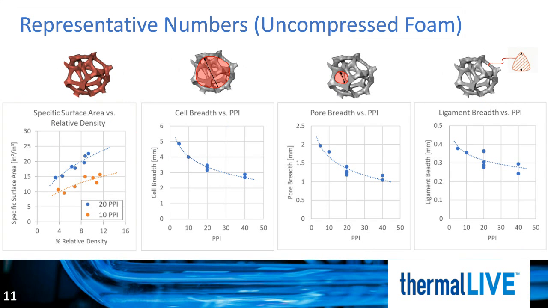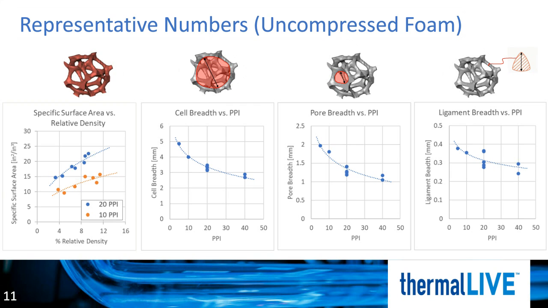Here we have some representative numbers. On the leftmost plot, we're showing surface area per unit volume, sometimes referred to as specific surface area, as a function of relative density. The two curves are for 10 and 20 PPI foam respectively. Recall that PPI stands for pores per inch, so 20 PPI has a smaller pore size and consequently greater interfacial area.